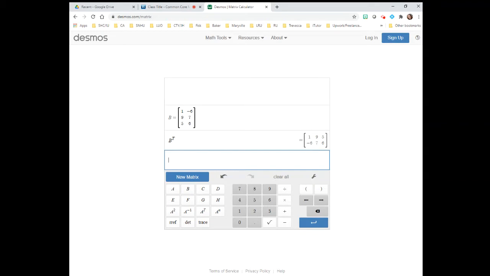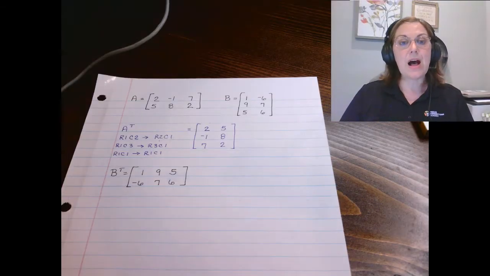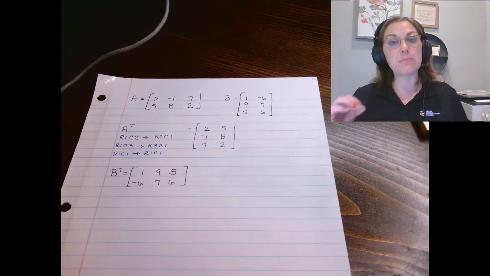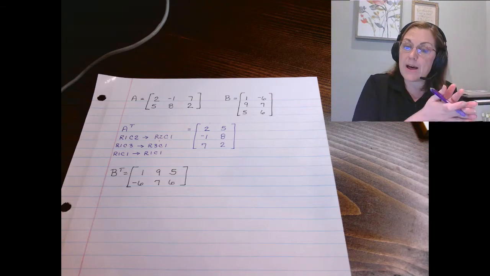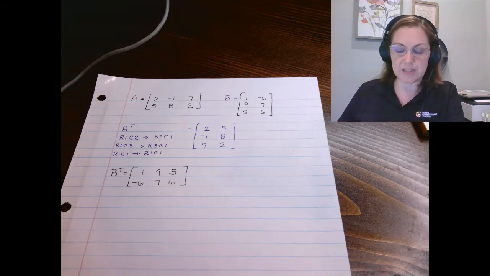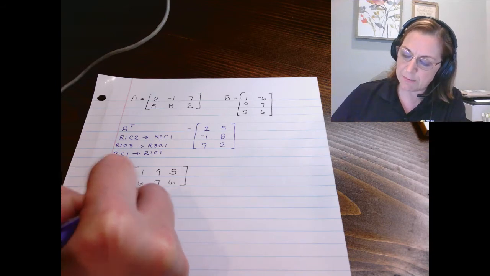So I hope that helps you as well. I'm going to switch back to our example here because I want to do a matrix multiplication next. And again, I'll do it by hand first, and then I'll show you with the technology. So the first thing we'll multiply is A times B.